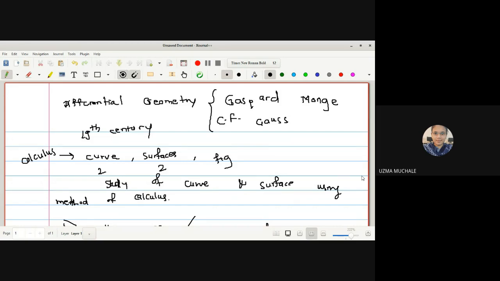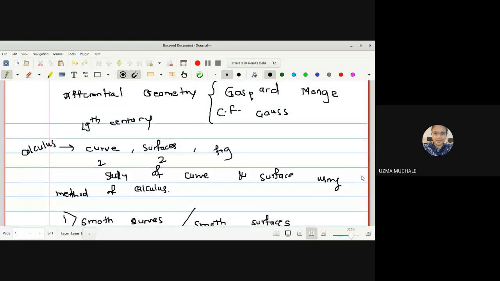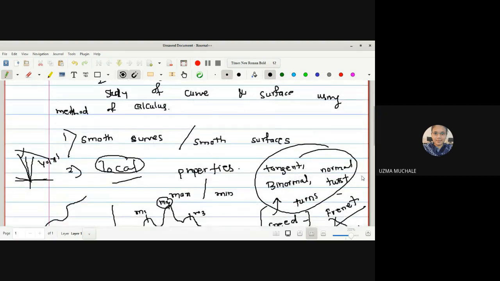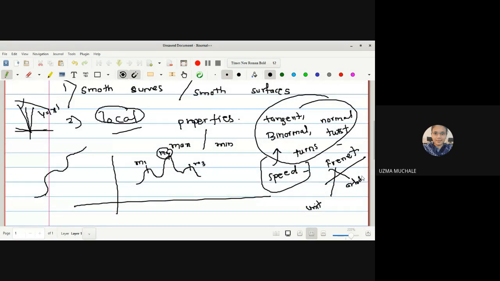Okay, starting with differential geometry, it was discovered by Gaspard Monge and C.F. Gauss in the beginning of the 19th century. It means the study of curves and surfaces using the methods of calculus. In this whole differential geometry, we are only going to study smooth curves. We are not going to study curves of the type y is equal to mod x, because it has a peak.